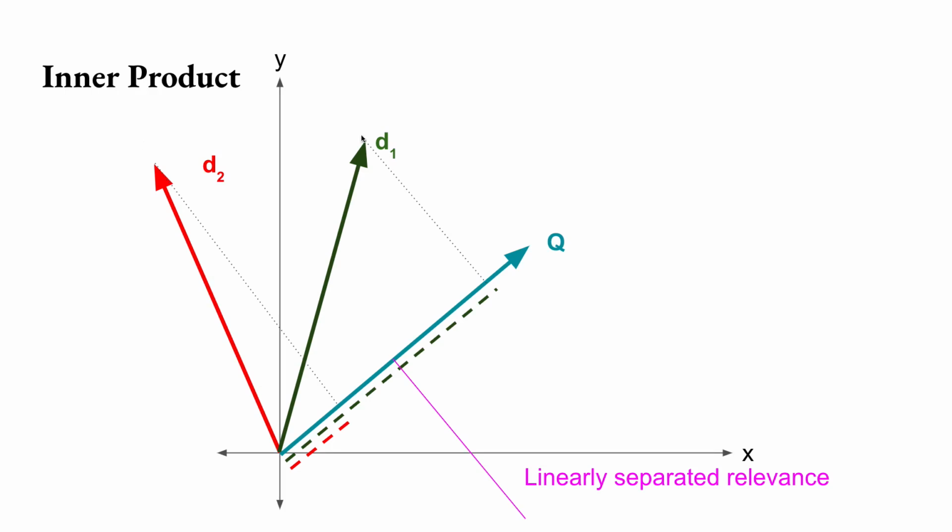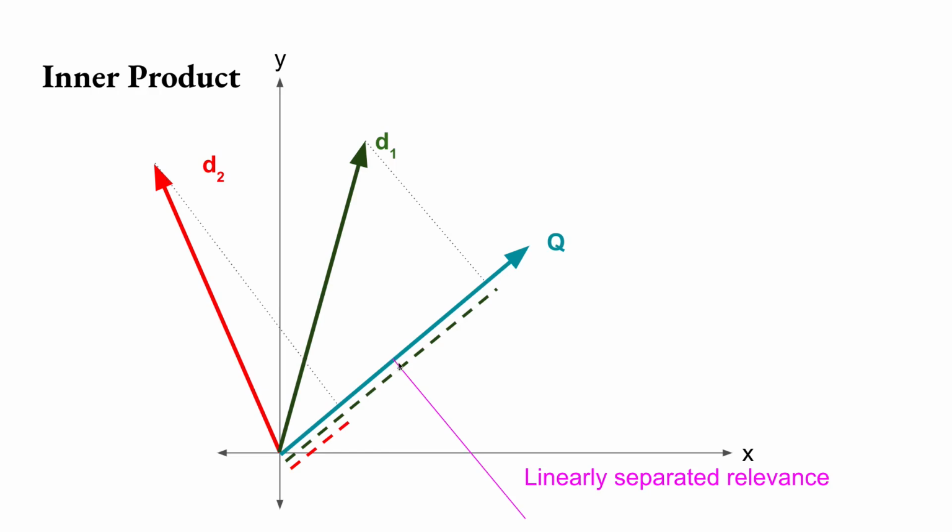Let's say I take some type of inner product operation where I'm projecting D1 onto Q and I'm projecting D2 onto Q. So we have these projection dashed lines, projecting D1 and D2 onto Q. Let's just say cosine similarity, for example, and let's say these are all unit vectors. So I say, okay, anything above 0.5 magnitude in terms of projection I'm going to consider relevant, and anything less than 0.5, I'm going to consider irrelevant.